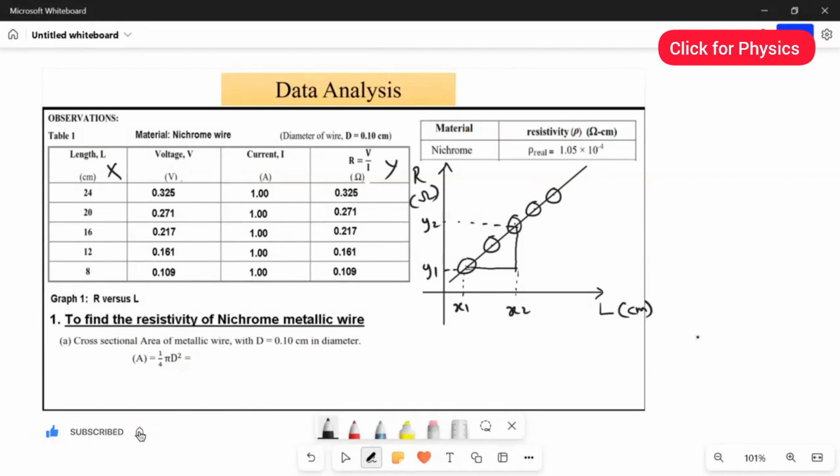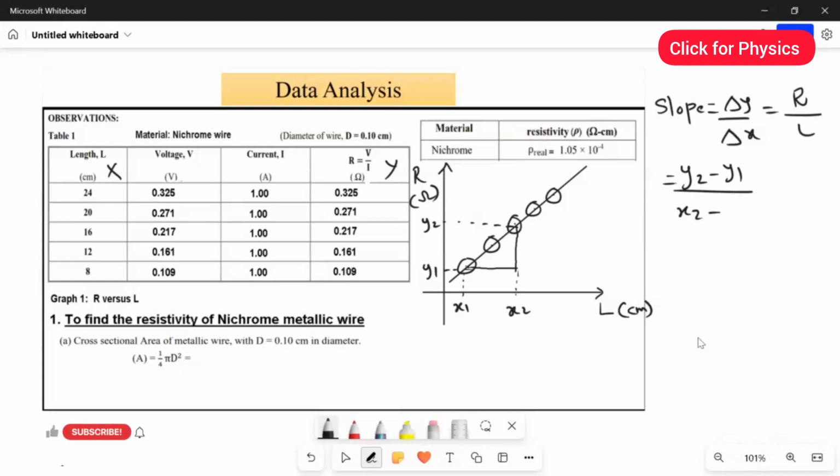Now, by using these 4 points, we have to find the slope value. As we already know, the formula for the slope is delta y over delta x. In the y-axis, we took the resistance value. In the x-axis, we took the length value. And now, for delta y, this is y2 minus y1. For delta x, this is x2 minus x1. Now we have to substitute the values of x1, x2, y1, y2. And once you substitute, we will get the answer, right?